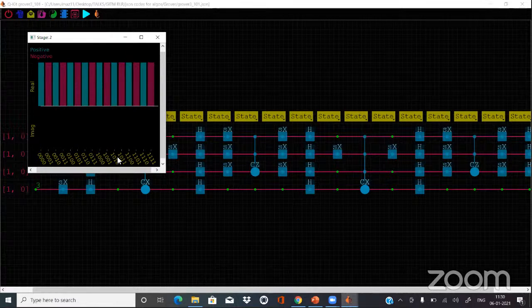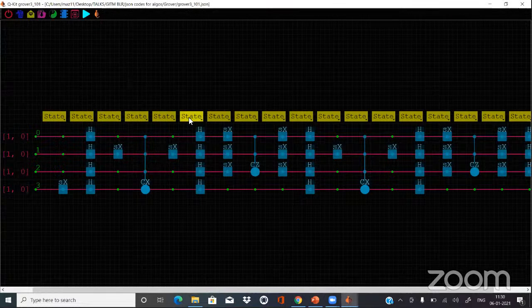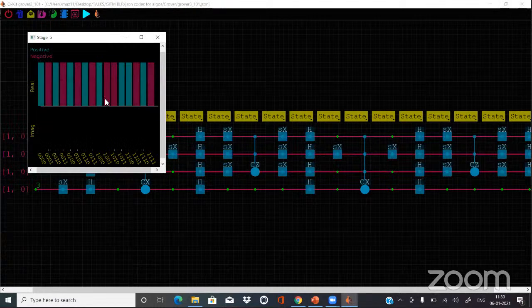So what should happen? The amplitude of this state will change. If it was red, then it will change to this, and if it was this, then it will change the other way. See here, after this, due to that change, we are having this. So this step is done.